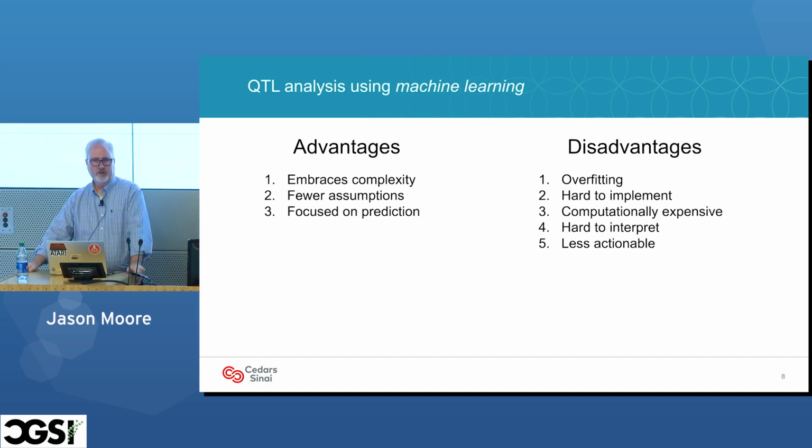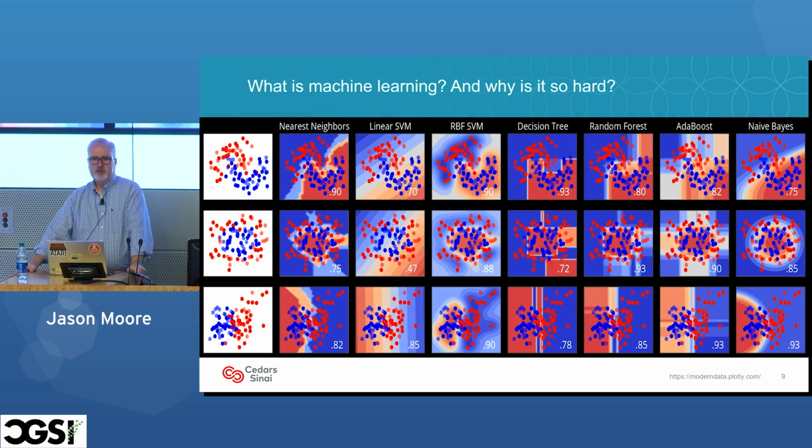Now, of course, there are disadvantages to machine learning. We worry about overfitting the data, learning the noise in the data. It can be hard to implement, and that's going to be really the focus of my presentation today, is how can we make machine learning easy so that absolutely everybody can do it regardless of your computational background. It can be computationally expensive, requiring high-performance computing. Machine learning models are harder to interpret and perhaps less actionable if your ultimate goal is to biologically validate the SNPs that you're finding.